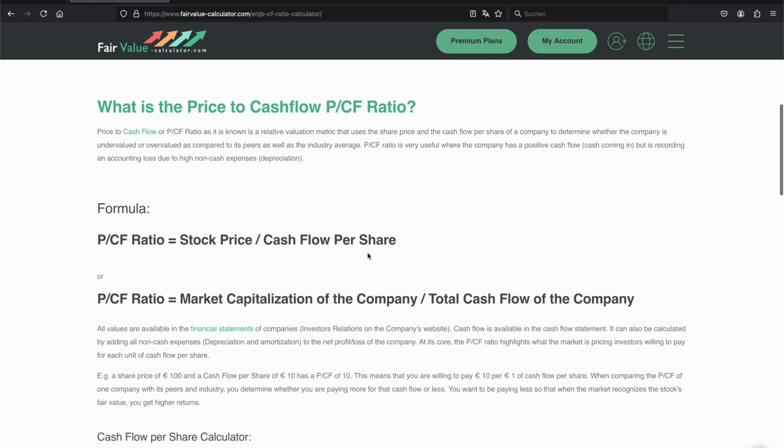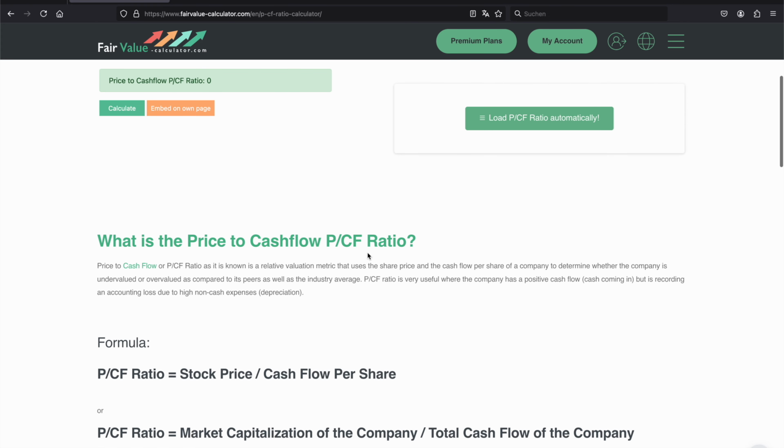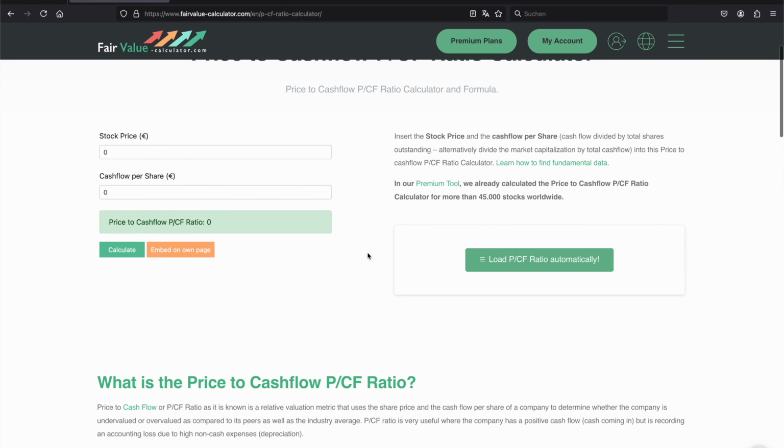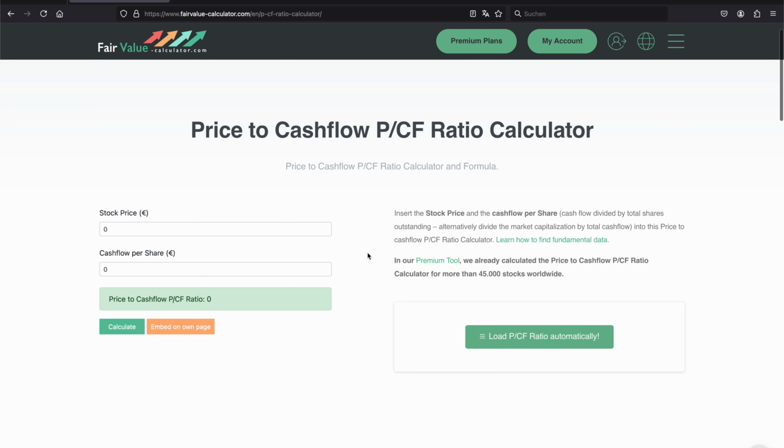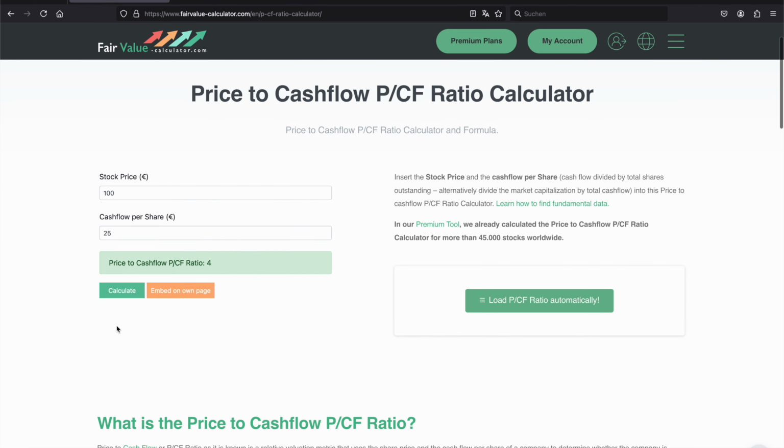This ratio is particularly useful for evaluating companies in industries where non-cash expenses like depreciation and amortization can distort profitability metrics. A low P/CF ratio may indicate that a stock is undervalued, making it an attractive opportunity, while a high P/CF ratio might suggest that the stock is overvalued or that investors have strong expectations for future cash flow growth. To interpret this ratio effectively, it is important to compare it to industry averages, historical ratios, and broader market trends.